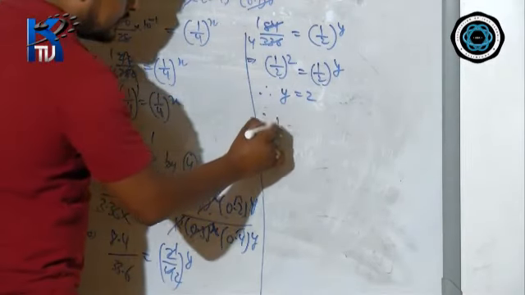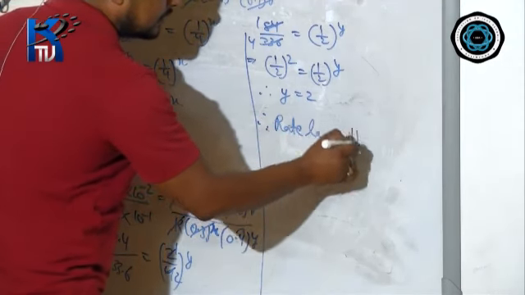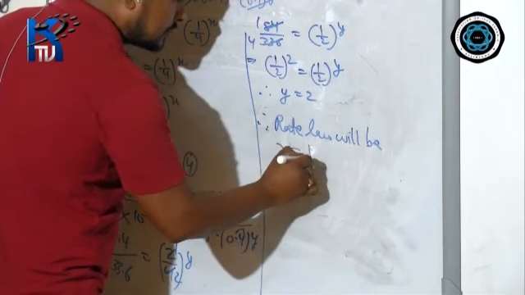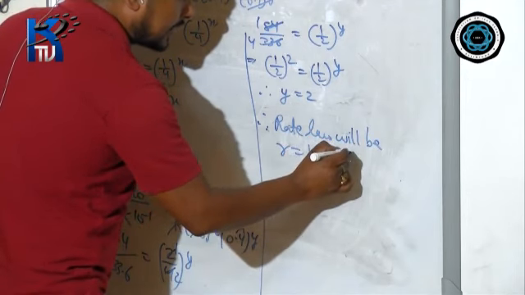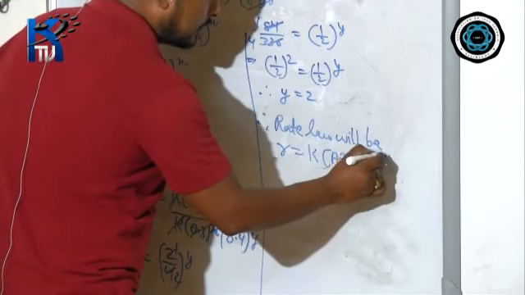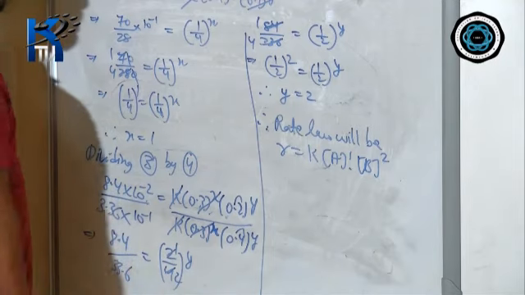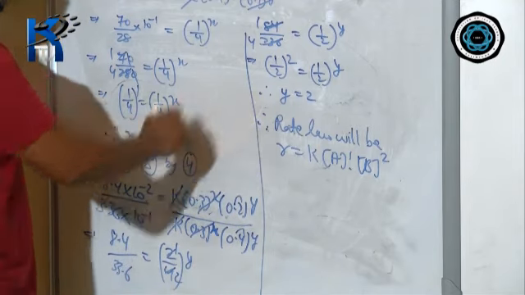Now let us find the rate law then. So therefore the rate law will be r is equal to k, A to the power of x, x came 1, B to the power of y, y came 2. So we got the rate law also. Though they have not asked you about rate law, we got the rate law, even the order.